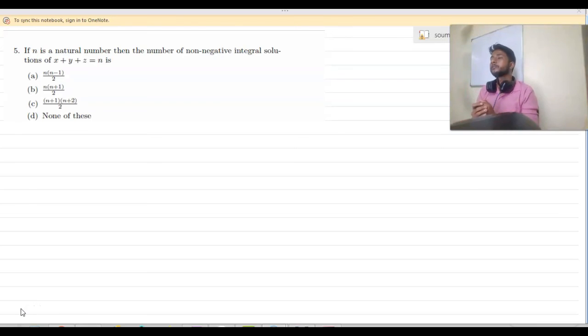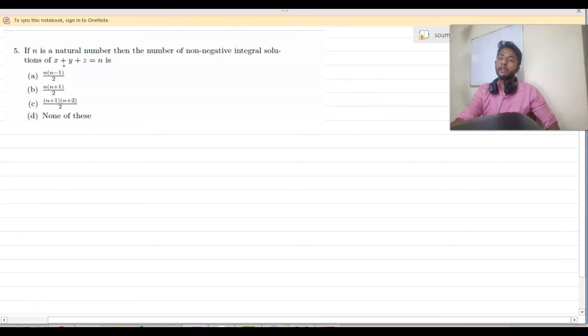Let us solve the next question. The next question is question number 5. It's a very easy question. It says that if n is a natural number, then the number of non-negative integral solutions of the equation x + y + z = n is.